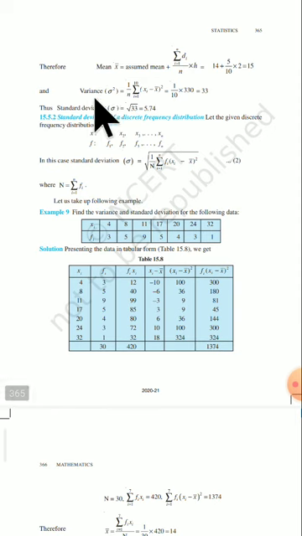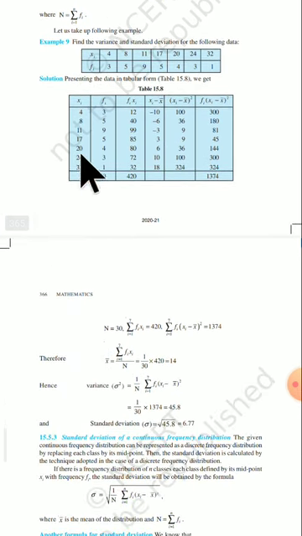Next point is standard deviation of a discrete frequency distribution. So let us consider the discrete frequency distribution, that is the xi and fi values. In this case standard deviation is root of 1 divided by capital N, that is the sum of frequencies, into the sum of fi into xi minus x bar square. So let us consider one example. Find the variance and the standard deviation for the following data. Write down xi and fi, and form this table. Before that, write down the formula.